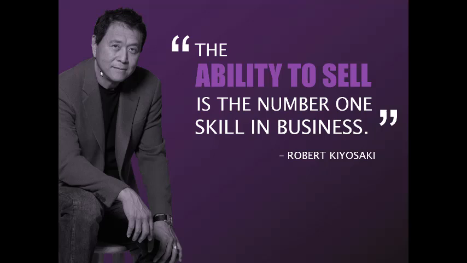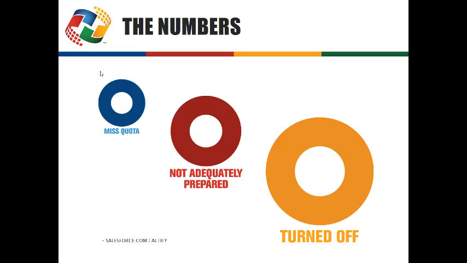Robert Kiyosaki has said the ability to sell is the number one skill in business. And many people would agree. A good salesperson certainly makes a lot of money. Now, what are the numbers? According to Salesforce.com and Altify, salespeople also miss their quotas. In fact, 67% of the time, salespeople miss their quotas. Not a very good record.